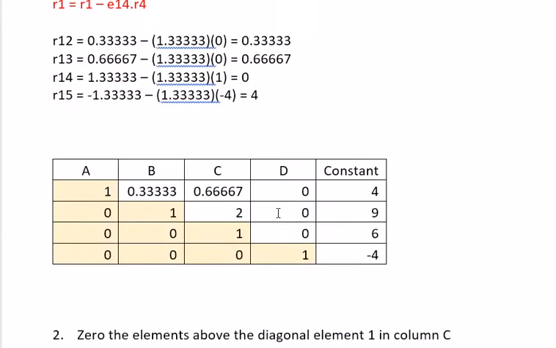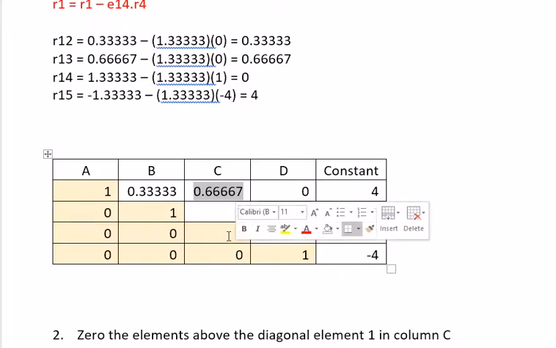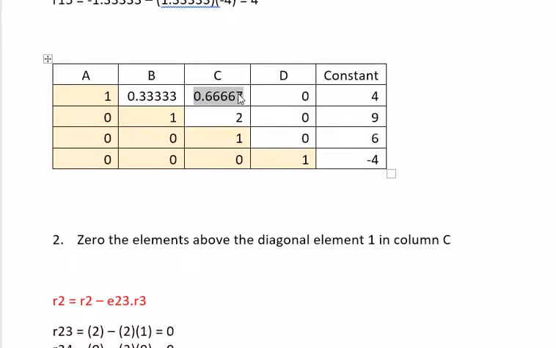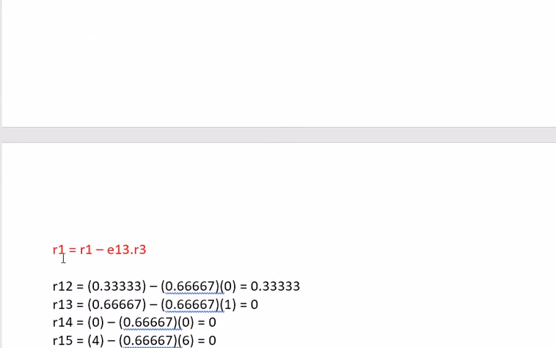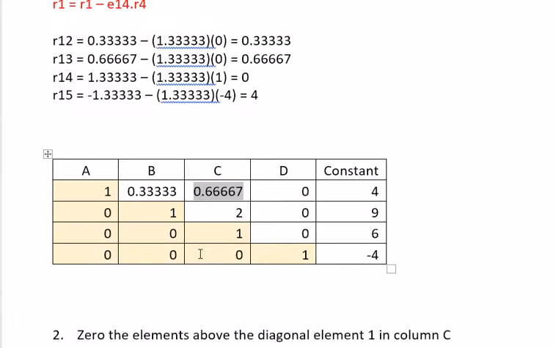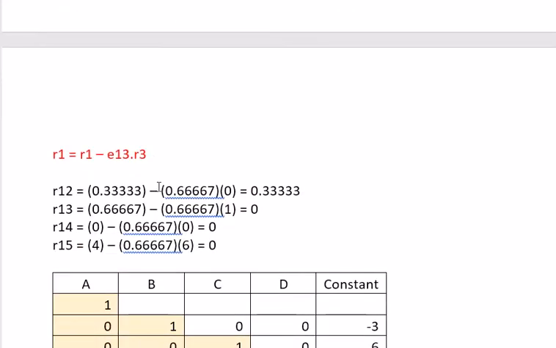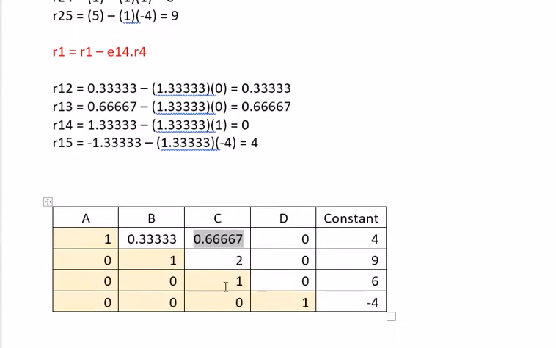So the next step is to make this element here into 0, because again our target is to make all the elements above 1 in column C into 0. And how do we make these elements here become 0? By applying this formula. The new value of R1 will be equal to R1 minus the element in R1 times the element in row 3, because again we are pivoting against this point 1 here.